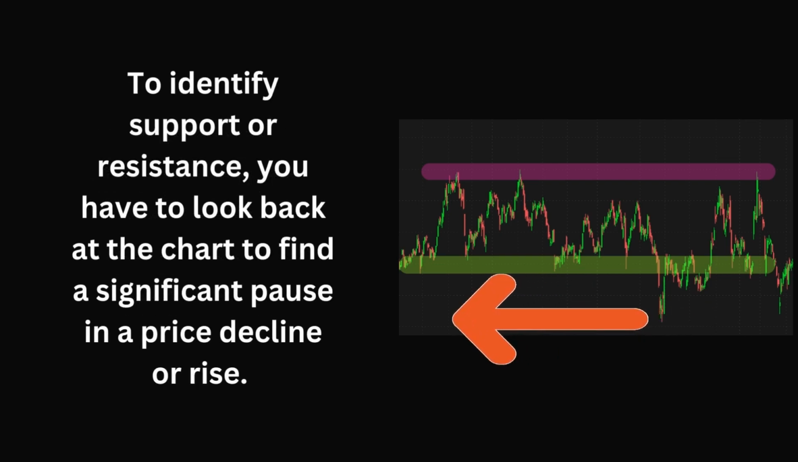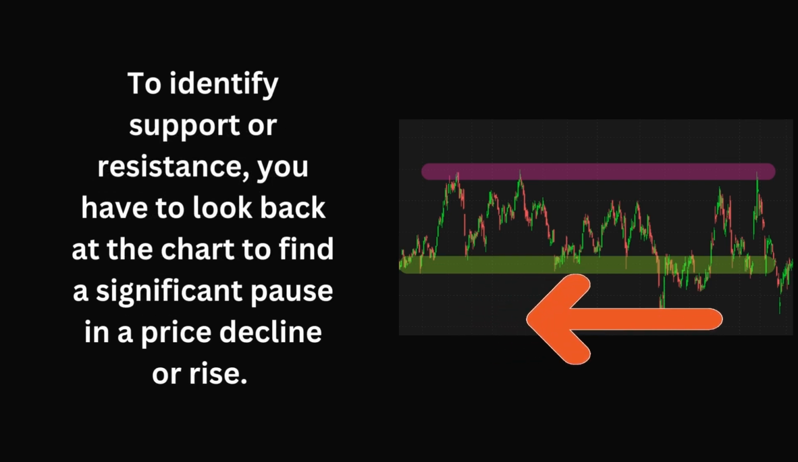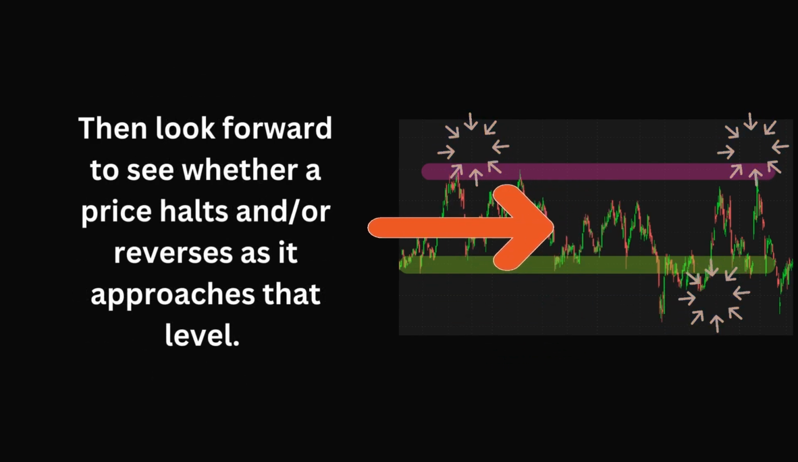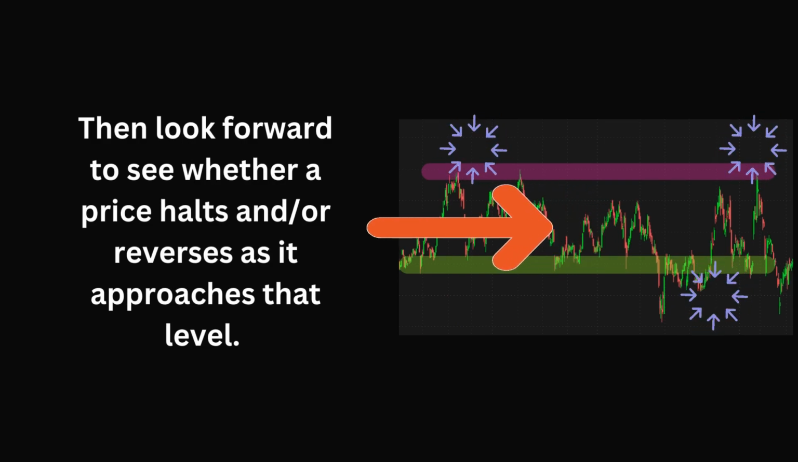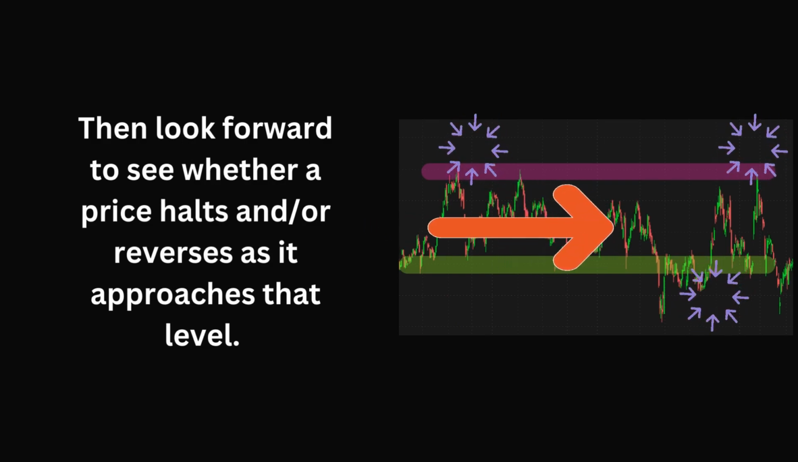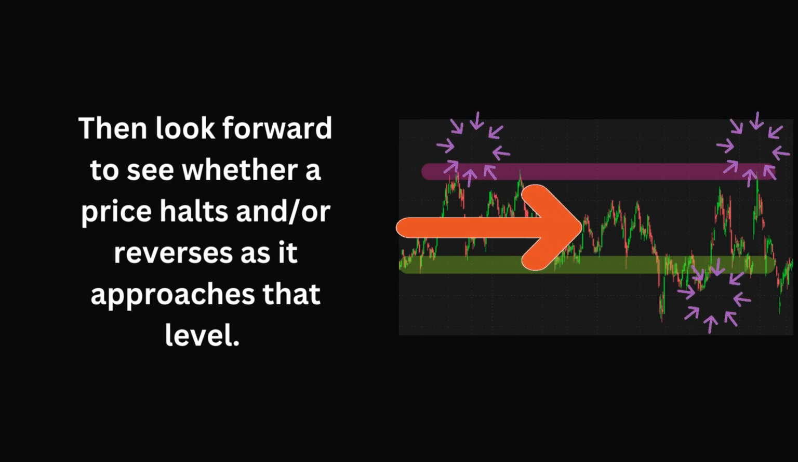To identify support or resistance, you have to look back at the chart to find a significant pause in a price decline or rise. Then look forward to see whether a price halts and/or reverses as it approaches that level. Many experienced traders will pay attention to past support or resistance levels and place trades in anticipation of a future similar reaction at these levels.